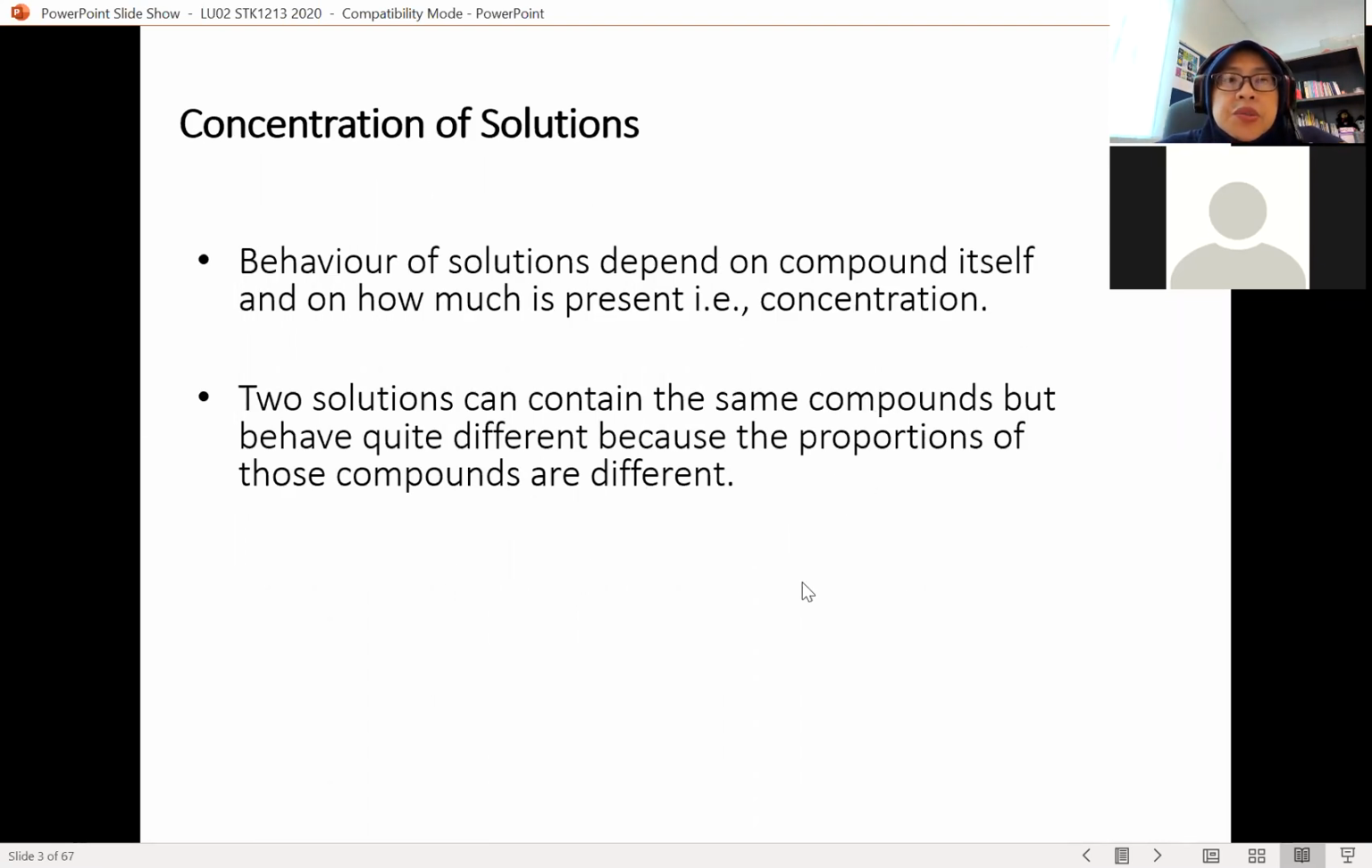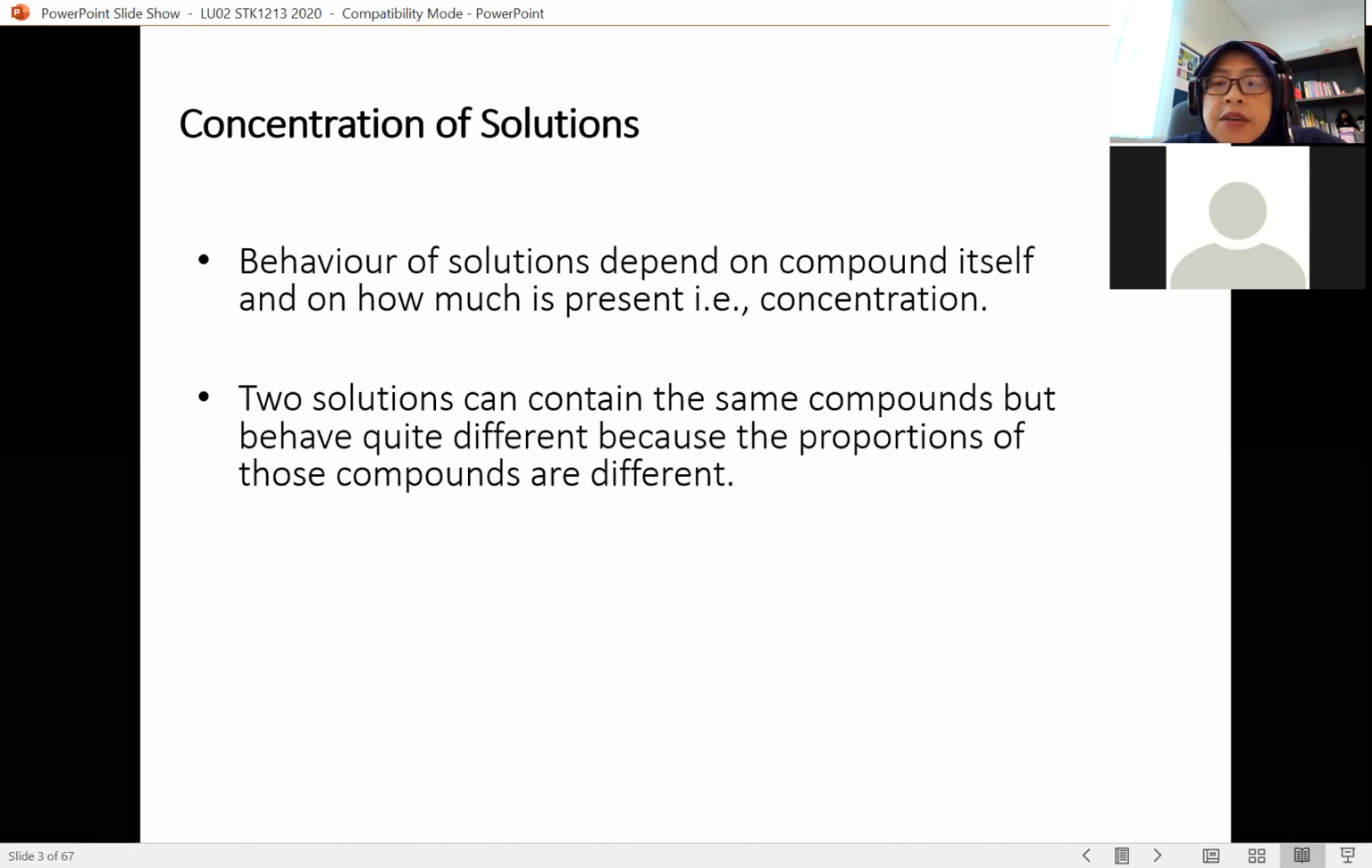All right. When talking about concentration of solution, it's about the behavior of solution, which depends on the compound itself and how much of it is present. Two solutions can contain the same compound but can behave quite differently because the proportions of those compounds are different. This is what we call solutions with different concentrations.